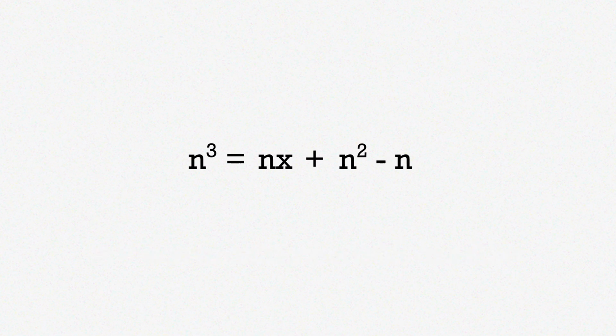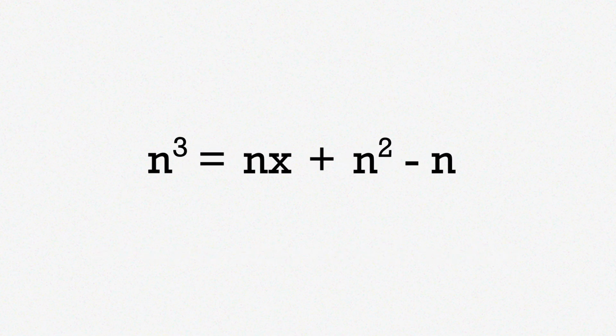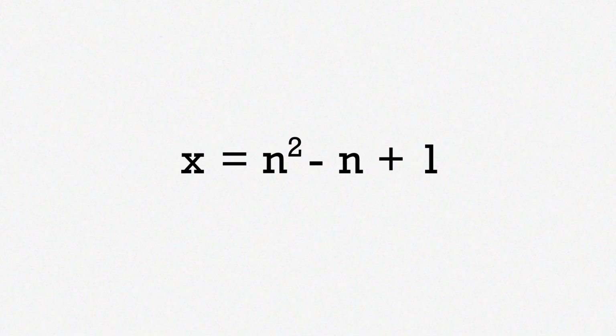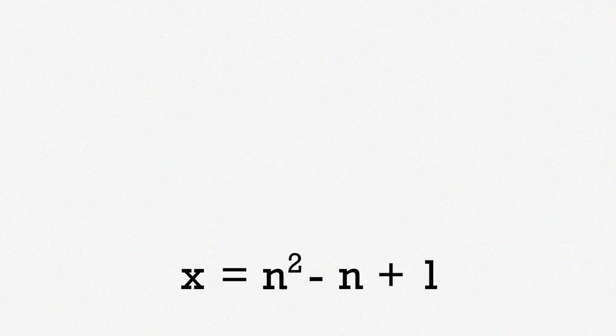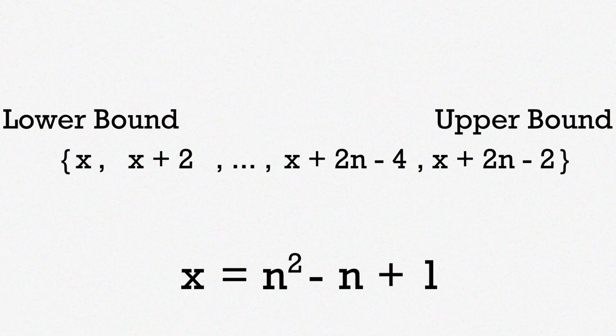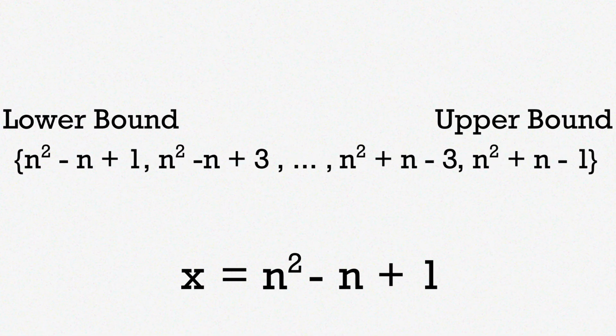We can now solve for x, which will lend a bit of concreteness to what we're working with. Let's rearrange the equation to get x by itself and divide both sides of the equation by n. Now we have an exact value of x in terms of n. Next, we'll determine the bounds of the sequence that we're summing. We know that the lower bound is x, and earlier we saw that the upper bound was x plus 2n minus 2, so let's express those purely in terms of n.